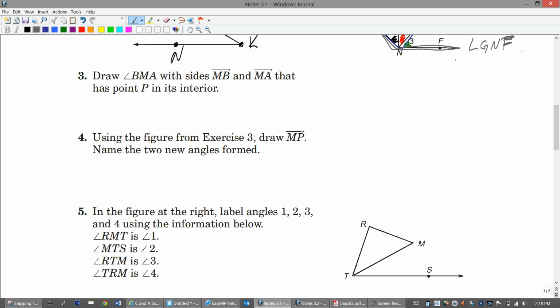Anyway, number 3. Draw angle BMA with sides ray MB and ray MA that has point P in its interior. Okay, why don't you guys do that? Try to do that as well. Think about what those words mean before you do it, obviously, and then draw a part at a time to make sure it qualifies for what the statement says.